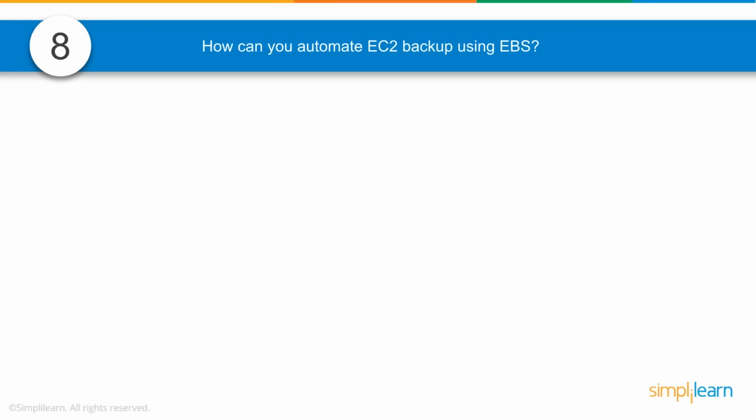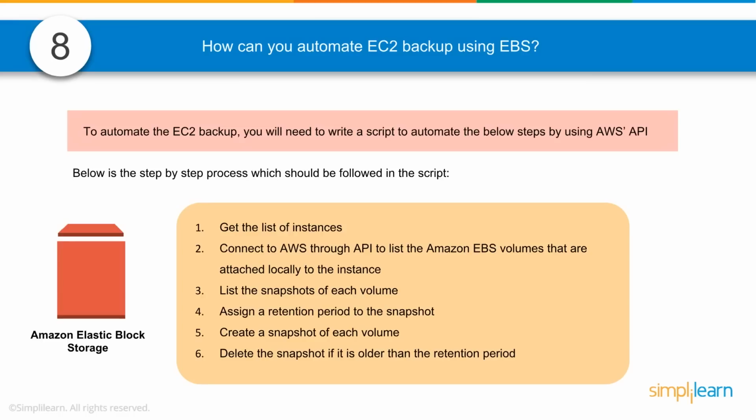Again, if the environment deals with a lot of automation, you could be thrown this question: how can you automate EC2 backup using EBS? It's actually a 6-step process. To automate the EC2 backups, we'll need to write a script to automate the below steps using AWS API. And these are the steps that should be found in the scripts. First, get the list of instances, and then the script that we are writing should be able to connect to AWS using the API and list the Amazon EBS volumes that are attached locally to the instance.